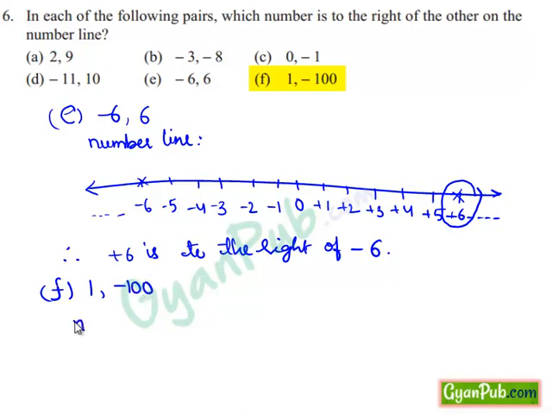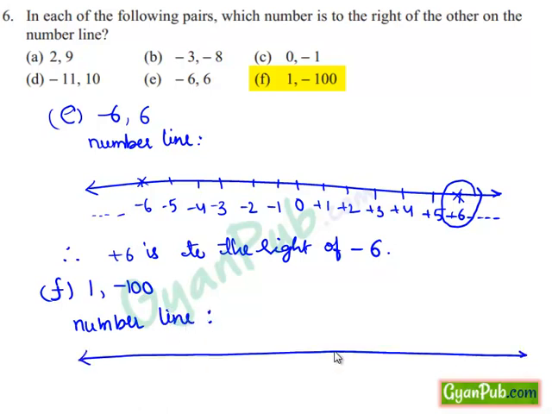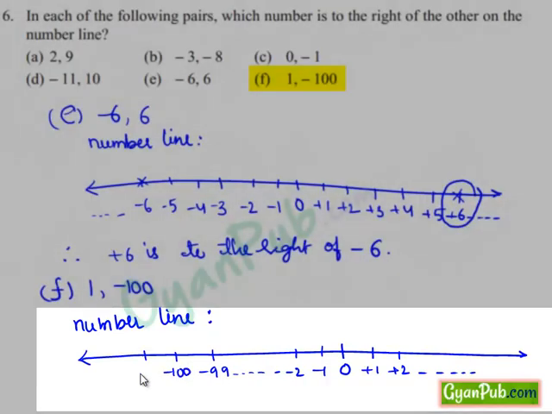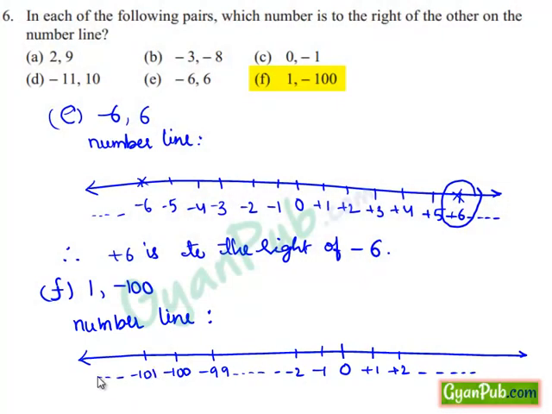Similarly, write down the F bit, 1 and minus 100. By using a number line, we will find which integer is to the right of the other. On this number line, 0 is the middle value. Right side of 0 are positive integers: plus 1, plus 2 and so on. Left side of 0 are negative integers: minus 1, minus 2 and so on. Minus 99, minus 100 and so on.